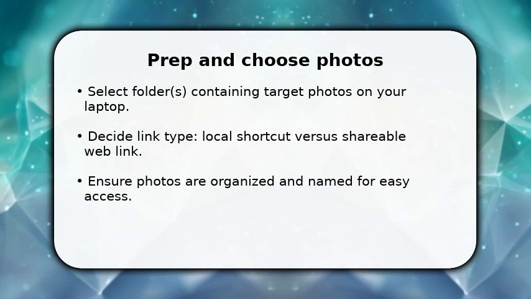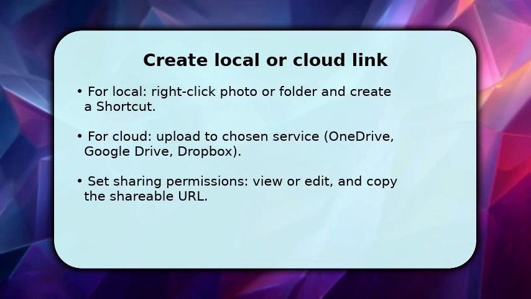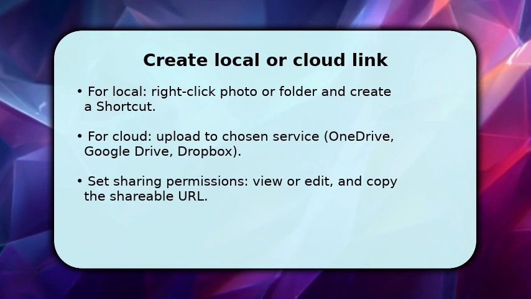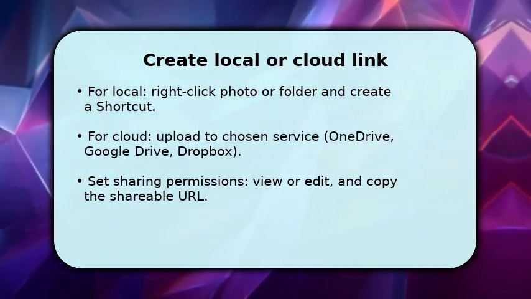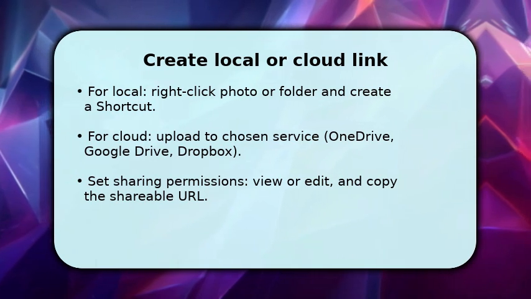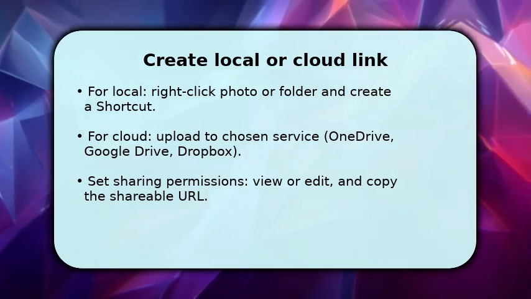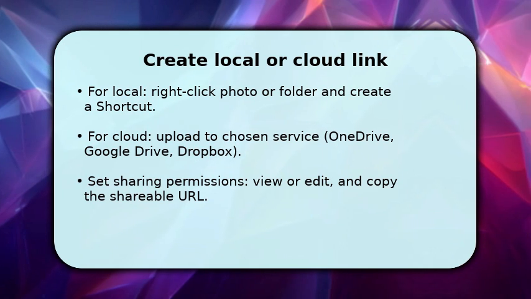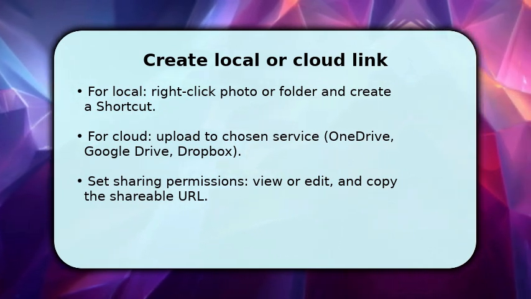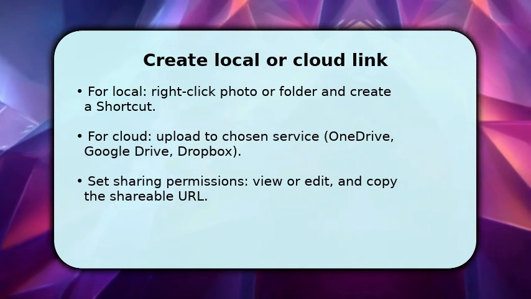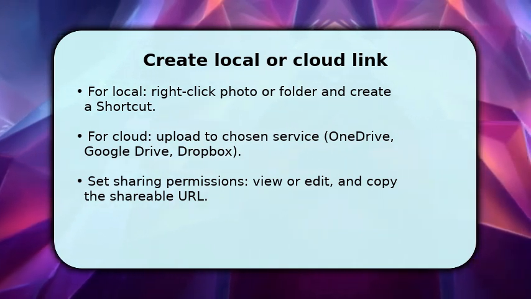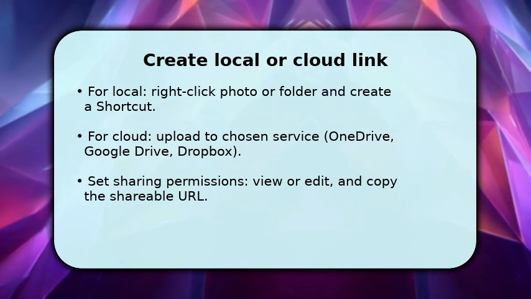You now create the actual link. For a local shortcut, right-click the folder or file, choose Create Shortcut, then move that shortcut where you need it. For a cloud link, upload the photos, wait for sync, and then set sharing permissions to view or edit. This controls who can open files. Once the service generates a URL, copy it and test it in a private window. Make sure the link targets the intended folder, not a temporary upload location.